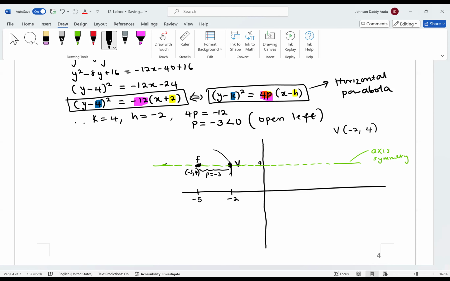Okay. Then if you go the same distance of p to the back, you go to the right. If this is minus 2, here you will come to 1, because you need to go a distance of p also here. So this is going to be 1. And that will be our directrix. Yeah. So we're just going to open up somehow like this.